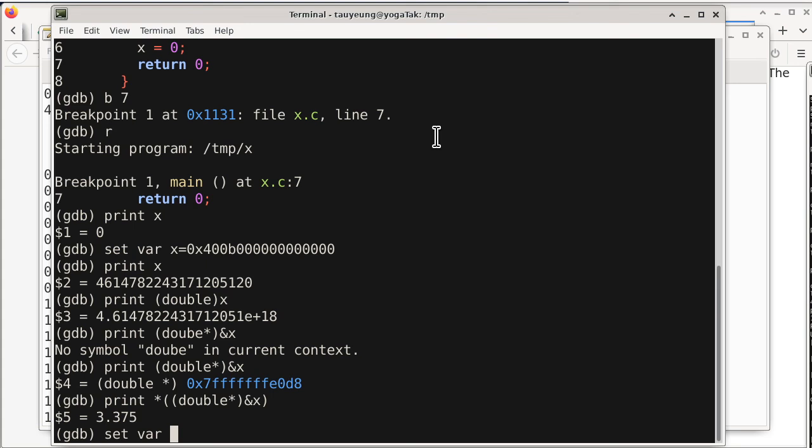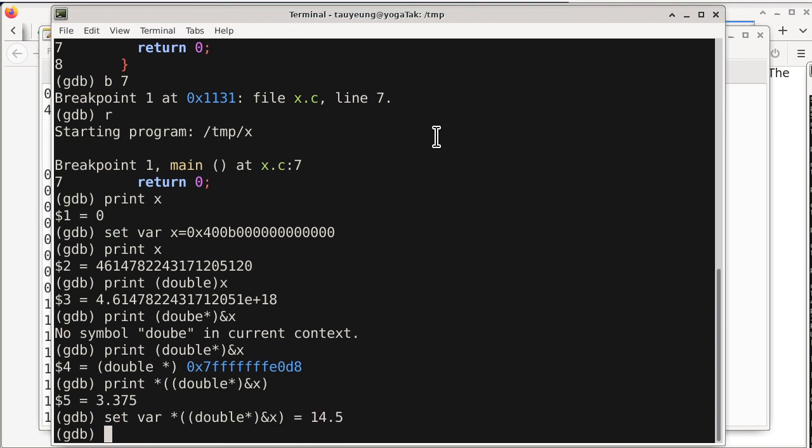Set var. Okay, I have to repeat the entire thing because you know I have to. I'm putting a double into this location, and what did I say? 14.5. Yeah. Okay. All right. So if I print x now, it would give me the bit pattern. What is it supposed to be? Now I can just print it in hexadecimal and get the answer, but I want to show you how to do it by hand.